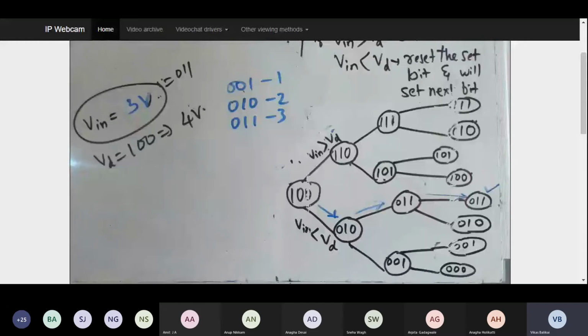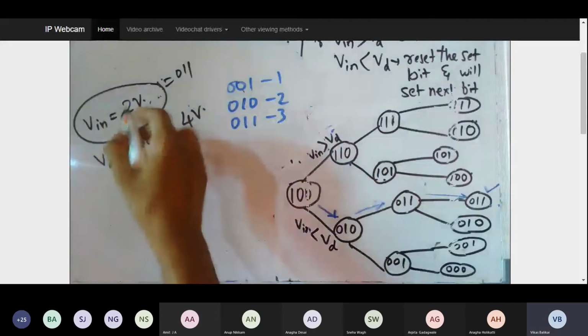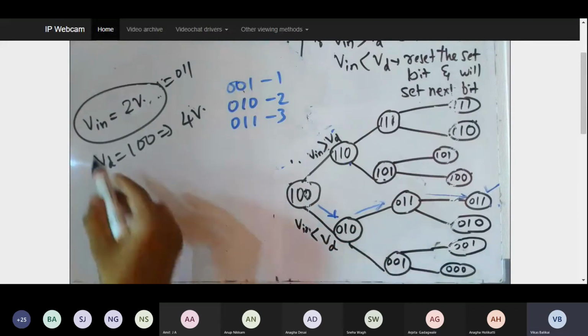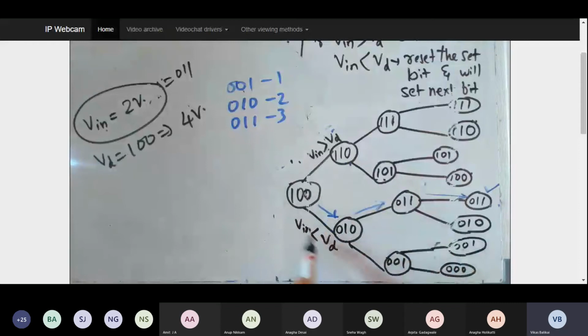Now that we have done A to D and D to A converters, let's take one more example over here. If I consider Vin being 2 volt, let's try to do that. So, a 2 volt equivalent converter. Initially the MSB will be set, 100. So it is going to compare the input voltage with Vd. The input is obviously less than Vd, so it is going to take this path.